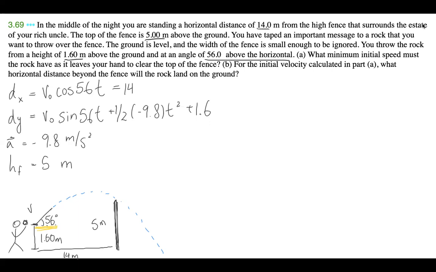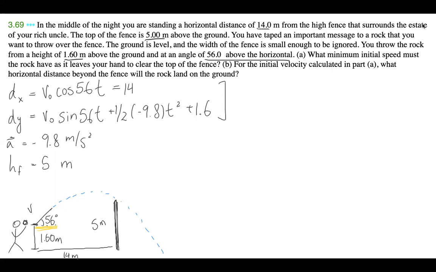Okay, so what we can start off with is we want to find out what is the minimum initial speed that the rock has as it leaves the fence. Over here, if we look at it, don't we have two equations, two unknowns? We have v naught, which is unknown, and we have t, which is unknown. So we can either use substitution or elimination, and we can solve for v naught and t. So let's do that.